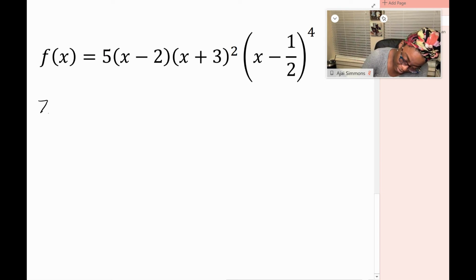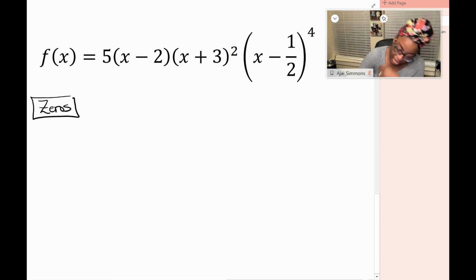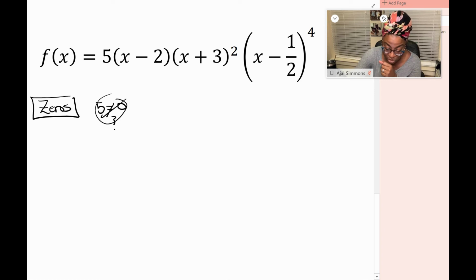So zeros. Okay, your zeros. So you set each one of your factors equal to 0. Now, we have a 5 here in the front. If I set 5 equal to 0, that doesn't even make sense. Okay, 5 equals 0. 5 can never be equal to 0. So you really can ignore that value. Okay, if you have a number in the front and it doesn't have a variable on it, you can't solve for x. So you can just ignore the 5.